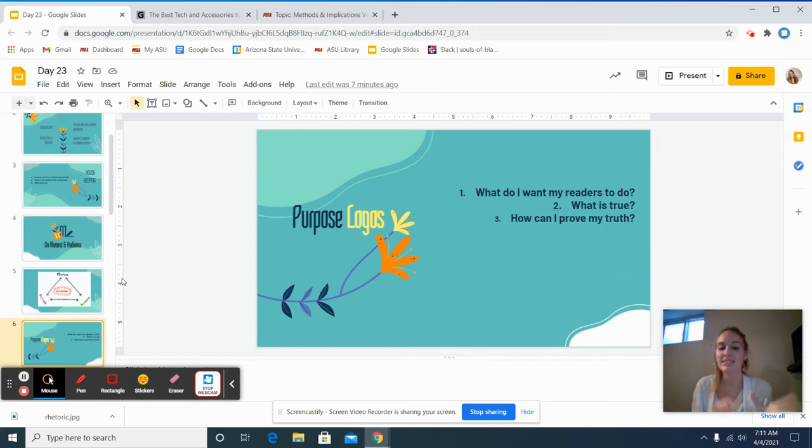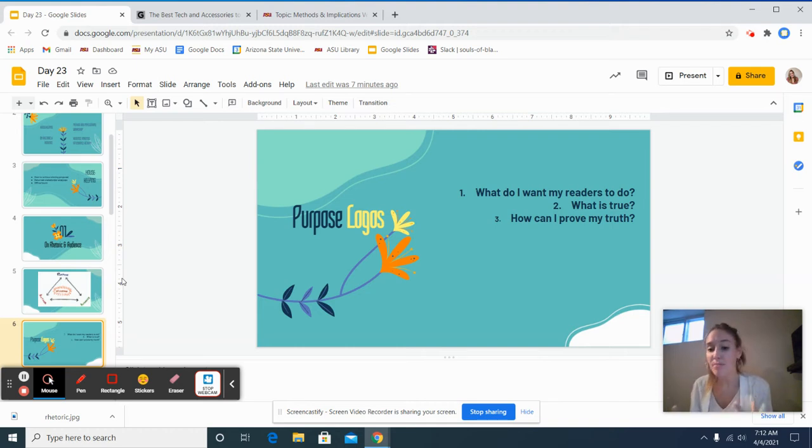So purpose, that's going to connect directly to logos. So what do I want my reader to do? What is true? I don't mean this in the philosophical sense. I mean this in what is true to you in this essay. Again, I know a lot of you pushed back to me on the stakeholder analysis, wanting so much to fill the paper with your passionate opinions. And I held you back, but I don't want to hold you back anymore. Your logos, this is where you're packaging your truth in a way that others will believe it.